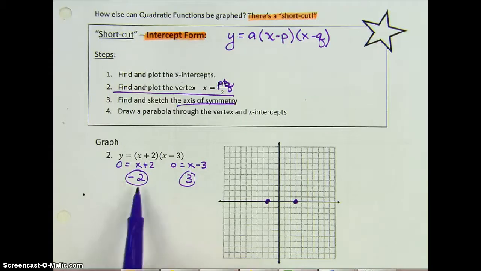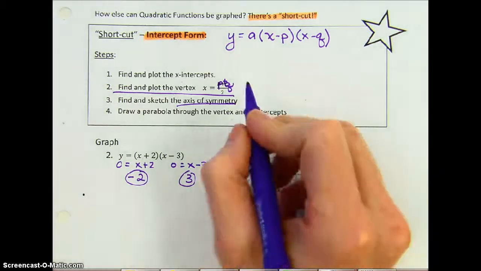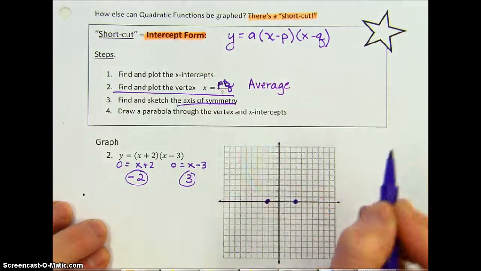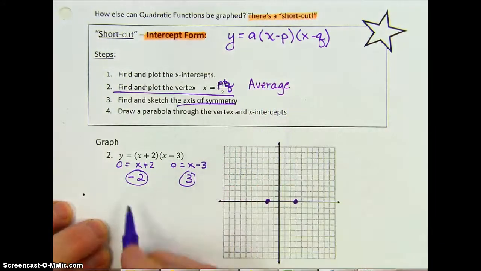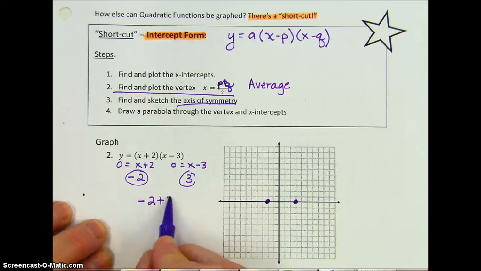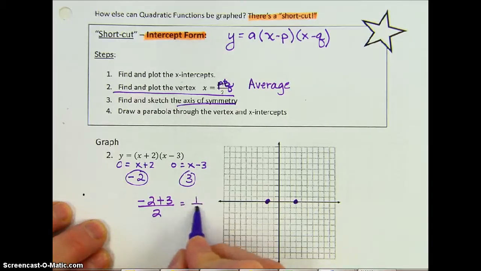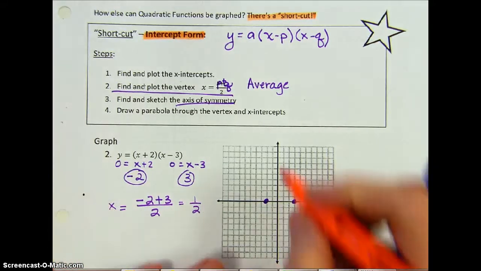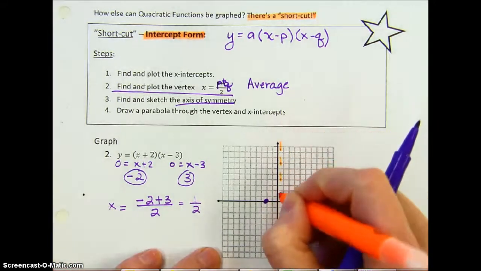Well, how do you find the middle? Well, you can count, but the easiest way to think of it is just an average. Kind of like if you have two test grades and you want to find the middle, you add them up and divide by 2. Same thing here. You add them up, divide by 2. Now notice what happens. I get that 1/2 again, and remember that that was our axis of symmetry. So I'm going to draw it in again.